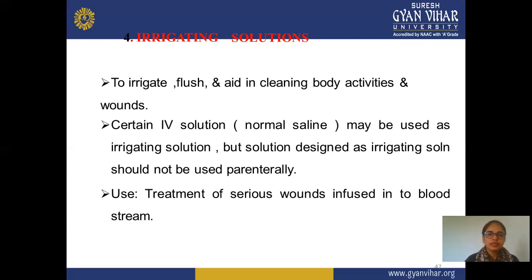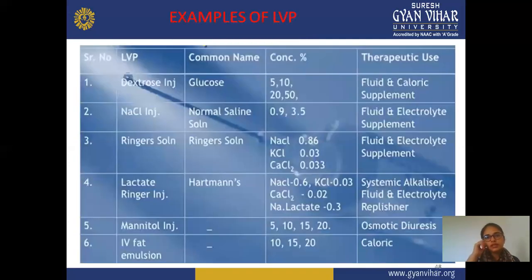And the use of this irrigating solution is for treatment of a serious wound infection in the bloodstream. It means some serious infection or serious wound that comes in contact with your bloodstream. So in this condition, we use this irrigating solution for treatment of a serious wound. So these are the four types of large volume parenterals. And now these are examples of large volume parenterals.